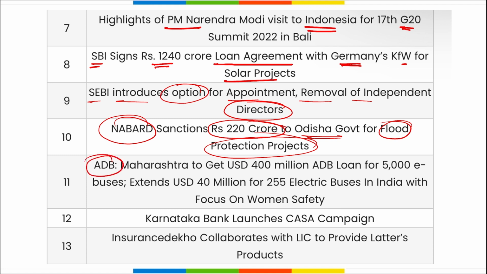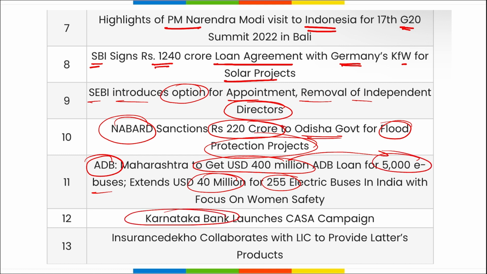Asian Development Bank provided $400 million loan to extend the buses and $40 million loan for 225 electric buses, and this $400 million loan was for 5,000 electric buses. Karnataka Bank launched a CASA campaign. Insurance Theygo has collaborated with LIC to provide letters product, that means to sell the LIC's insurance policies to the customers of Insure Theygo platform.